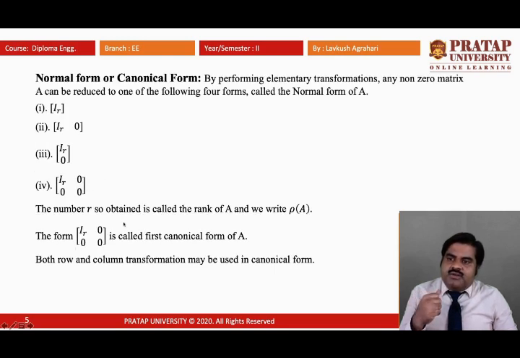Now another form of the rank is normal form or canonical form.